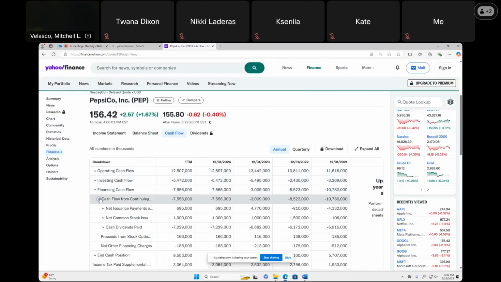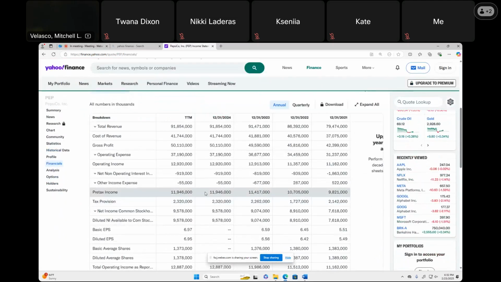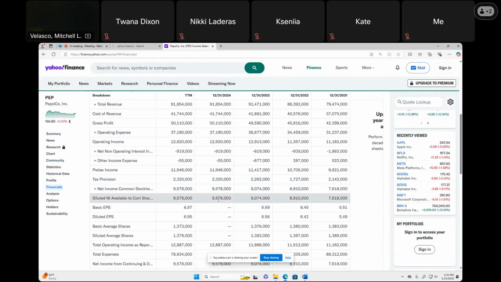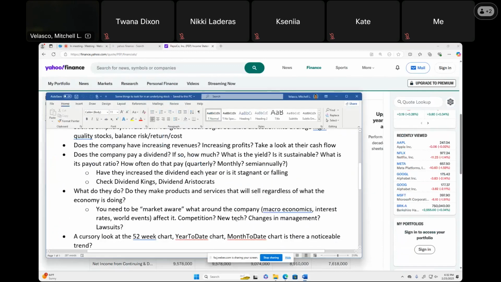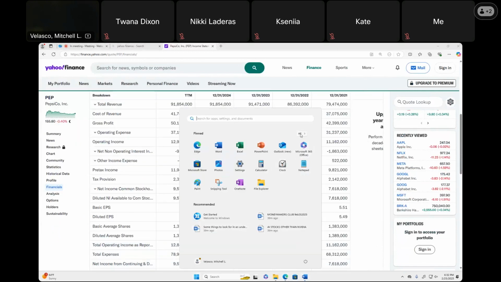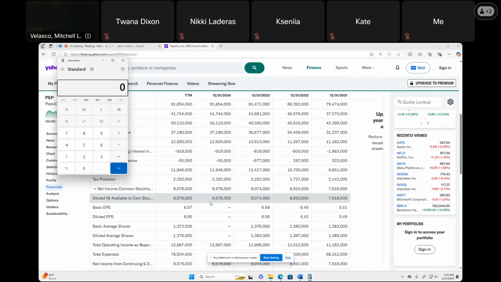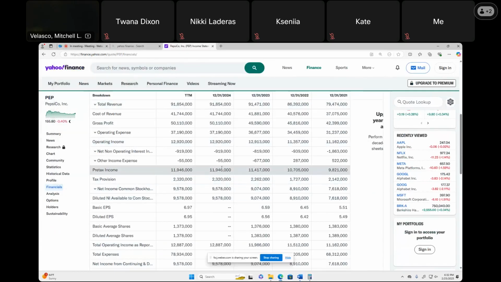Dividends is a financing cash flow, and I can drill down here. So in 2024, they paid $7.2 billion in dividends. So what do they earn in income? We'll go back to the income statement. And so for 2024, they had about $9.6 billion in income. So if I take just a simple calculator and see how good that number is, 7.2 billion divided by 9.6 billion, that's 75%, which is kind of on the high side.